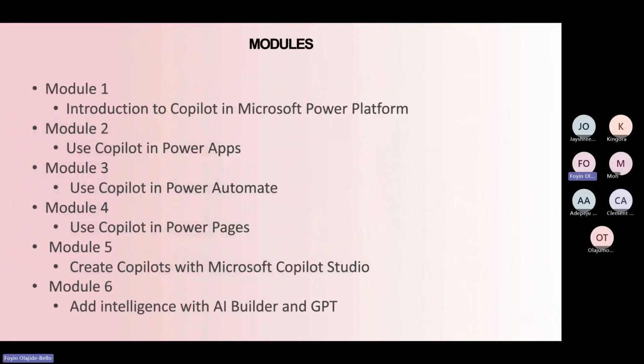So what are the modules we want to cover? We're going to give you an introduction to Copilot in Microsoft 365 in Power Platform. What is that about, generally speaking? And then each of the modules will cover how to use Copilot in Power Apps, in Power Automate, Power Pages, and Copilot in Microsoft's Copilot Studio, which used to be called the Power Virtual Agent. And on our sixth class, we're going to talk about using intelligence with AI Builder and GPT. So that's the plan for this class.